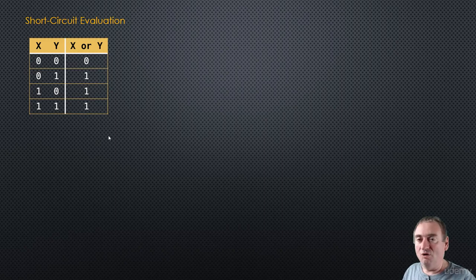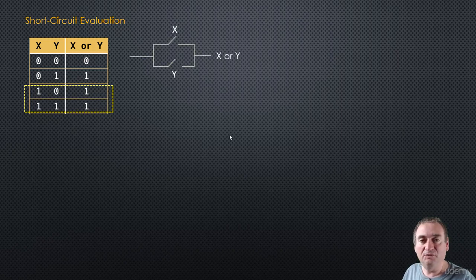But let's now go and look at short circuit evaluation. Let's look at OR first. We've seen this truth table before. Something I've pointed out before is that you'll notice the result of OR is true in both these cases, and it was because X was true. Remember, if we think of it as a switch, when X is true, then the result is true no matter what Y is. Y can be true or false, it doesn't matter, current will still flow through the switch.